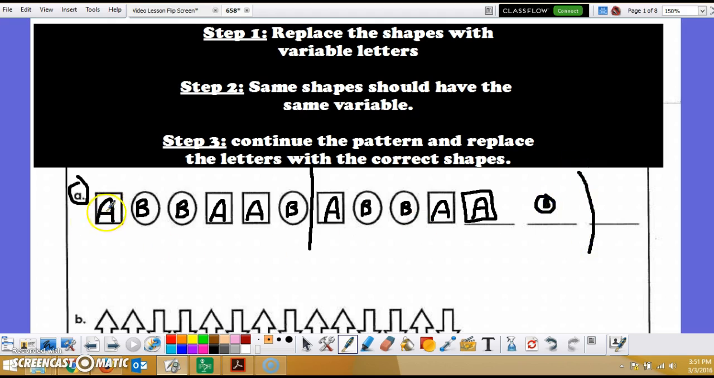The same exact numbers should be in the same exact patterns. I have 1, 2, 3, 4, 5, 6 different shapes, which means this will be A again to start the pattern all over again. So I can replace each of the shapes with variables and then just draw back in the shapes.